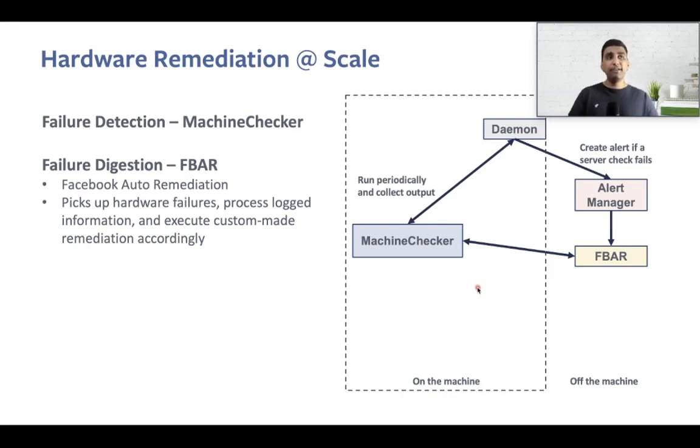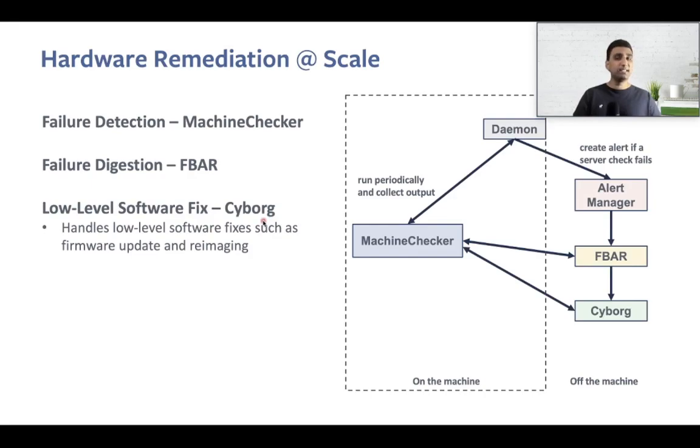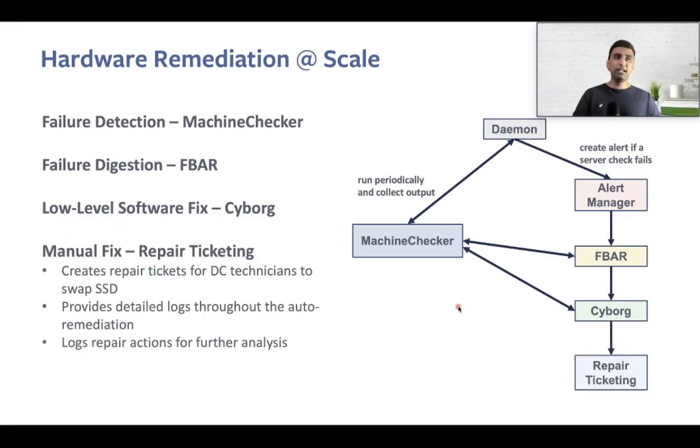If the FBAR fails to fix the machine, we try to do a low-level software fix called Cyborg. Cyborg tries to go ahead and do software fixes such as firmware update and reimaging. Even if this does not fix the machine, we go ahead and create a manual repair ticket.